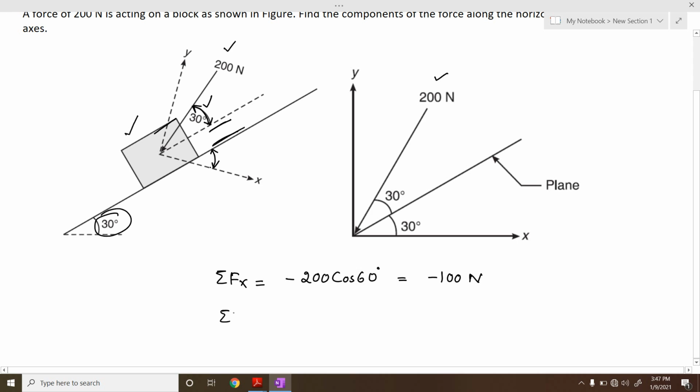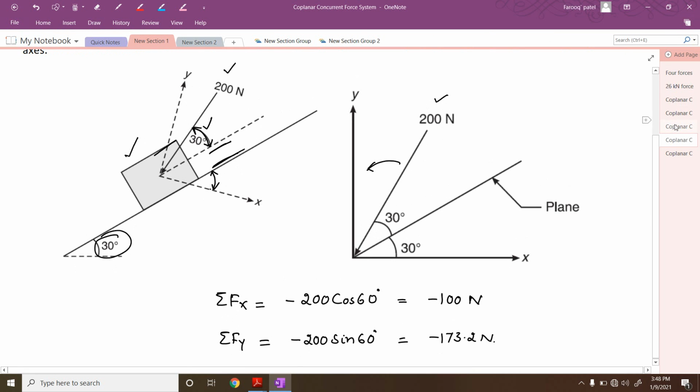Then next we can calculate summation of Fy. If you resolve this force along the y direction, it is going to move downwards, therefore it is minus 200. We are resolving away from the angle, therefore it is sine of 60 degrees. So therefore this will be minus 173.2 newtons. This is how we can calculate when we have an inclined plane. Then next, let us try to see another problem.